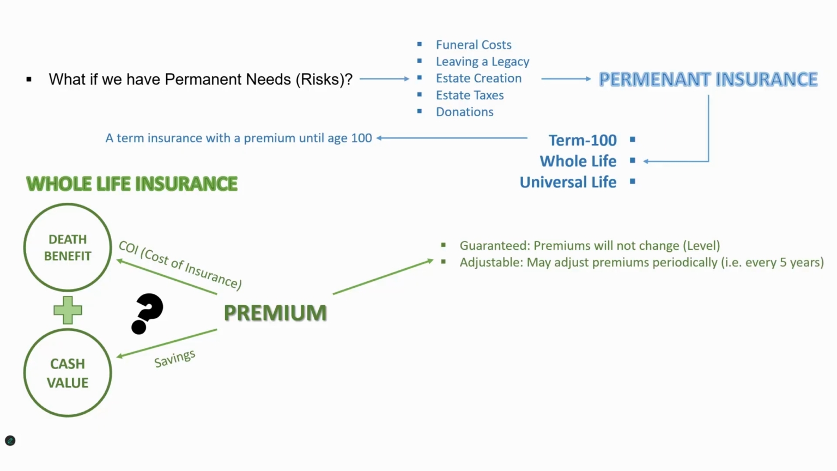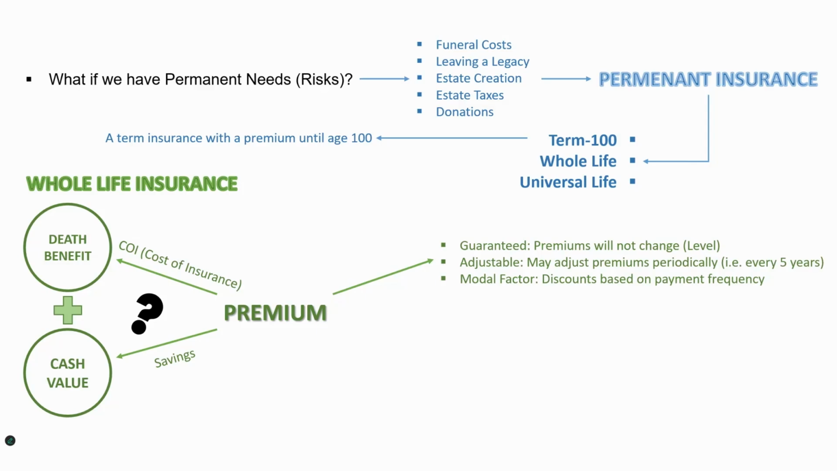There are some cases that the premiums are adjustable, like every 5 years, but it rarely happens in real life, and it's always guaranteed premiums. And most importantly, just like the term insurances, whole life insurances have a modal factor as well, which means that if you pay annually, the price is going to be less than paying on a monthly basis.